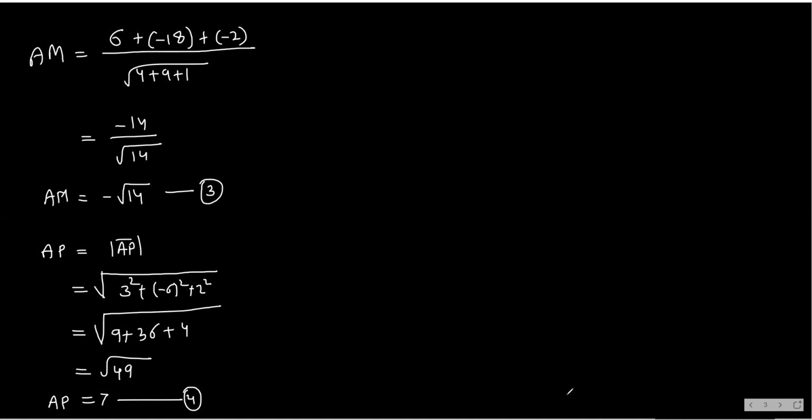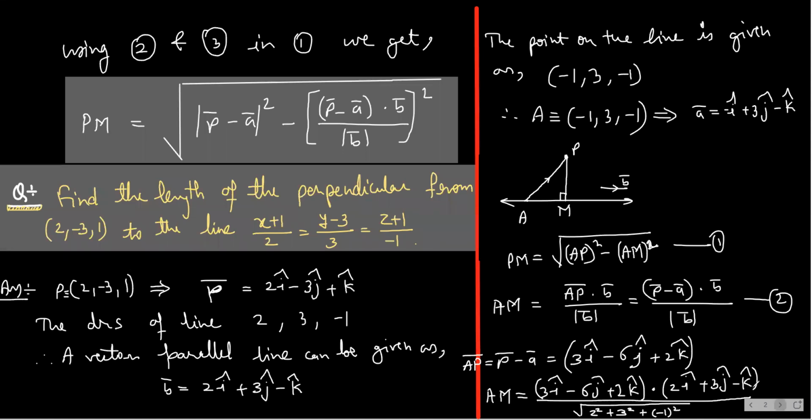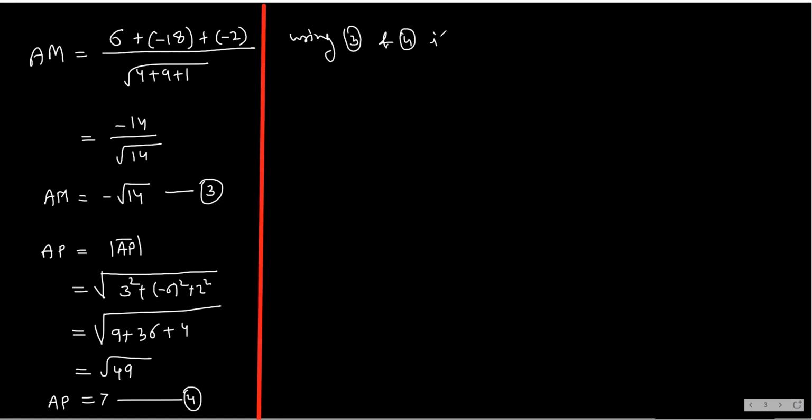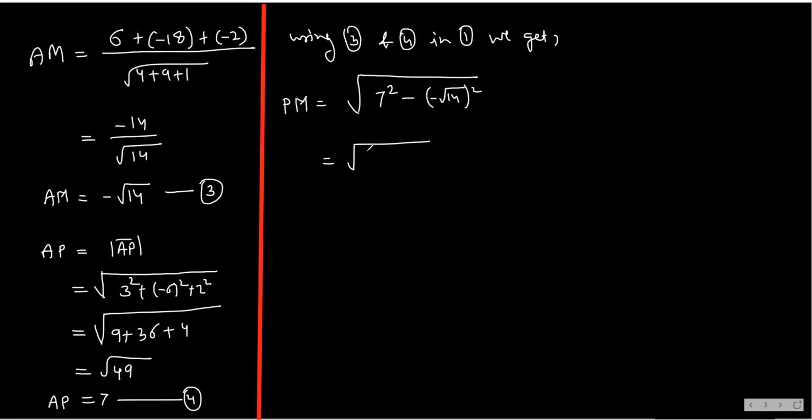Now what I'll do, I'll use 3 and 4 in 1. Using 3 and 4 in 1, you will get the perpendicular distance. So using 3 and 4 in 1, we get PM is the square root of AP square, which was 7 square, minus AM square. What was AM? AM was negative root 14. So negative root 14 square. So it is 49 minus 14, that is square root of 35. This is PM units. That's it. This is what the answer is. This is your final answer.